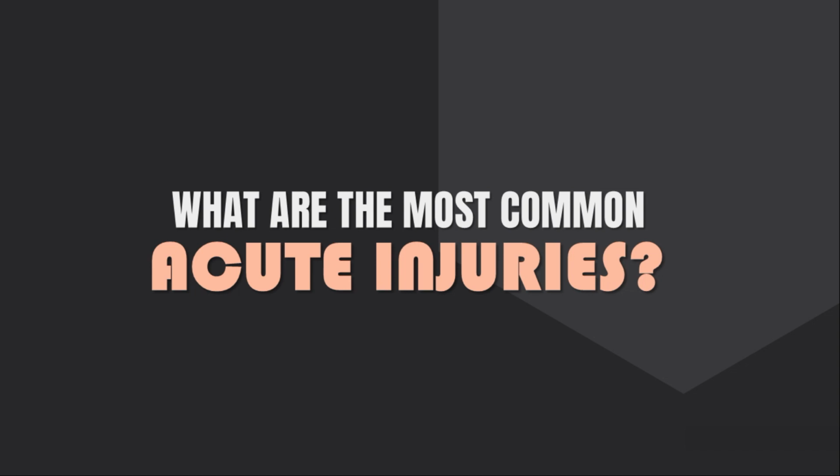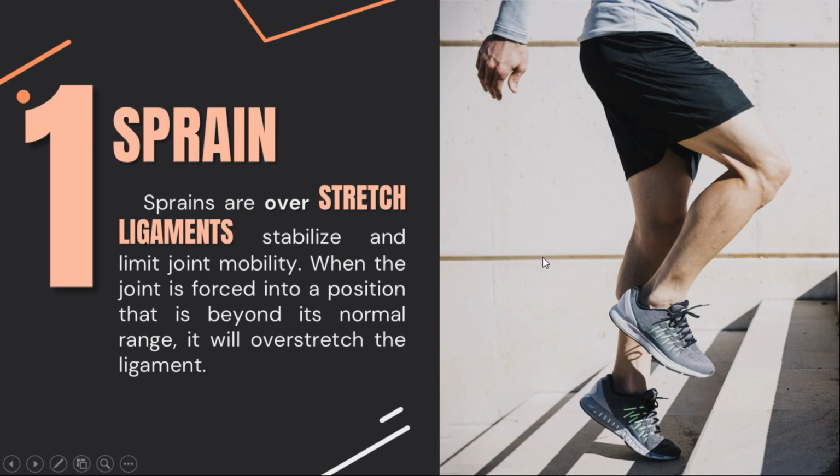So what are the most common acute injuries? So actually there's a lot of acute injuries na meron tayo. So dun lang muna tayo sa common o sa mas alam nyo or mas kadalasan yung na-encounter when it comes to sport. So let's start this with our first acute injury, which is the sprains. Okay, so class, sprains are overstretched ligaments that stabilize and limit joint mobility. So when the joint is forced into a position that is beyond its normal range, it will overstretch the ligament.